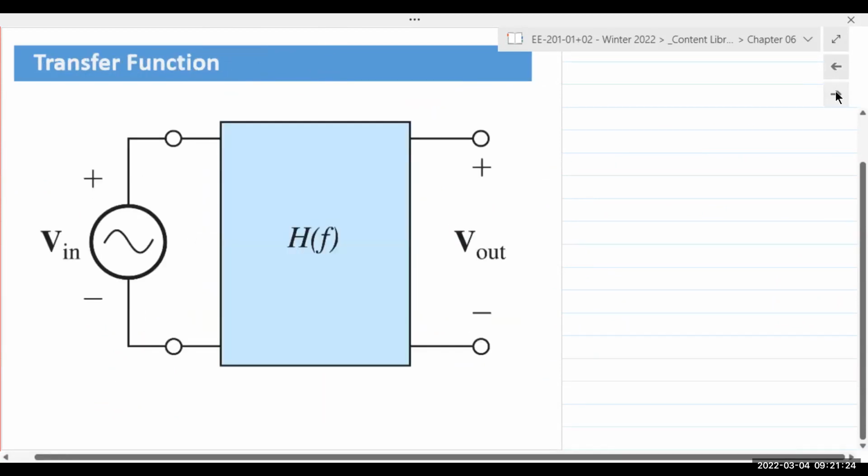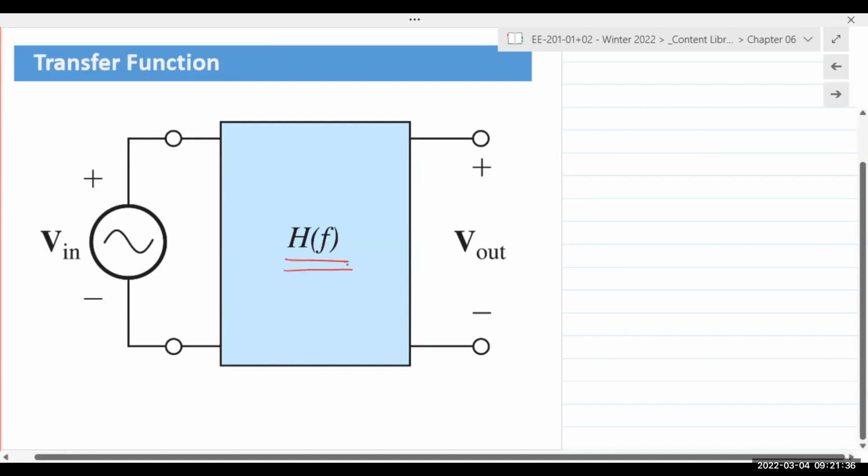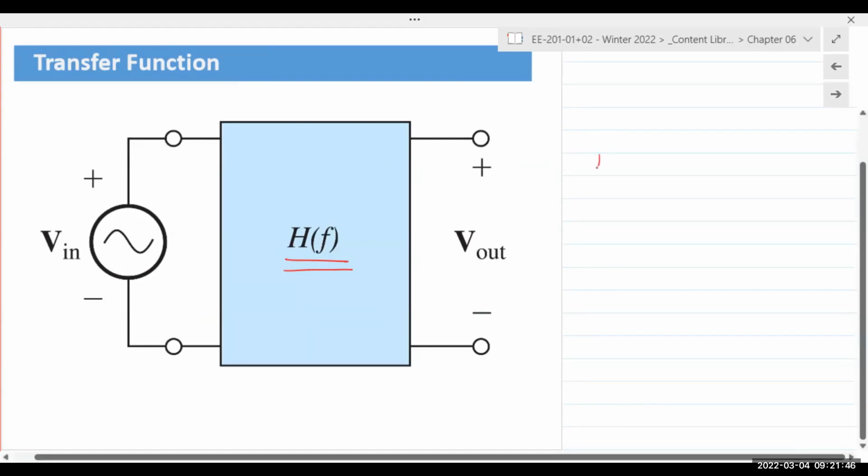And in order to quantify that change, we come up with a new quantity: H of F. I would like to say it was named after me because I invented it, but that's not true. H of F is simply the ratio of V out to V in.